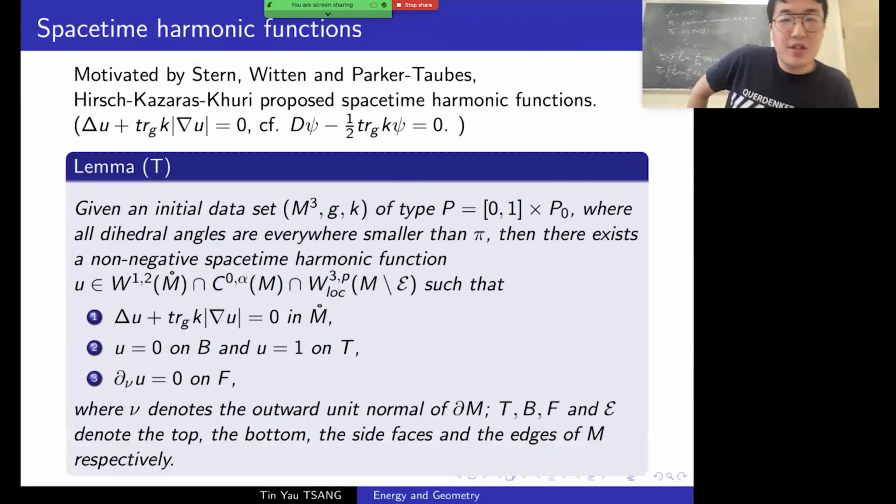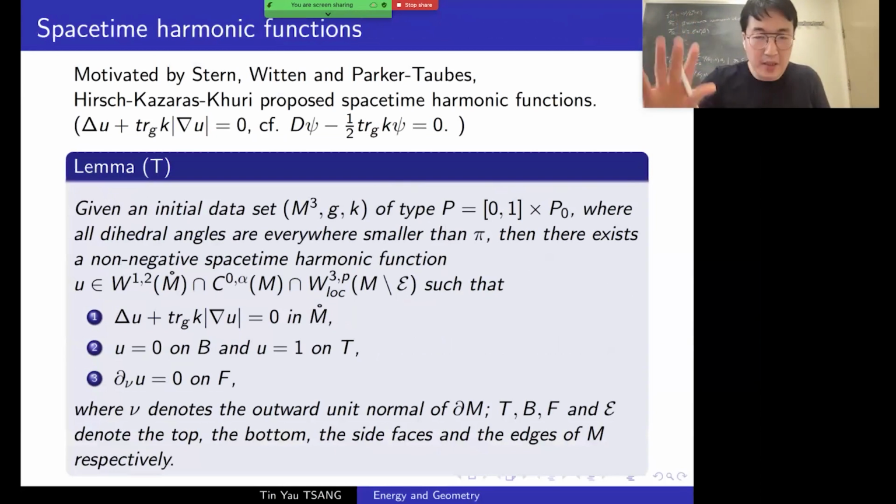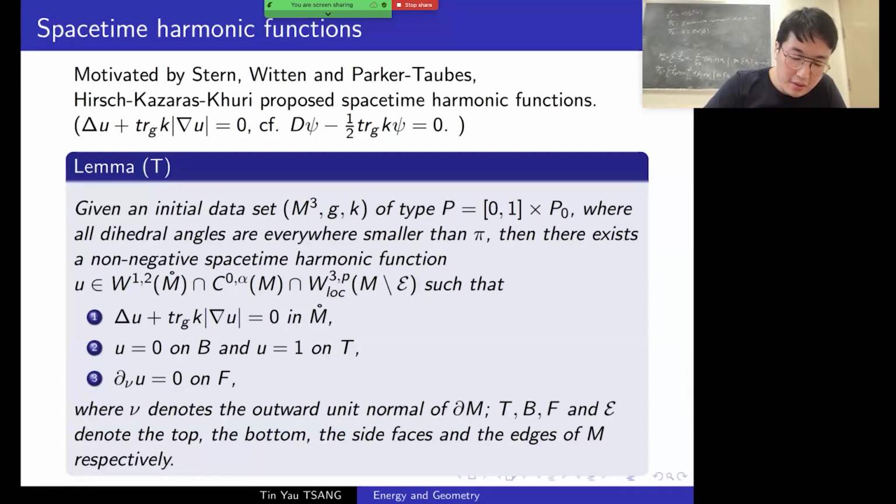And then motivated by Stern, and of course also by Witten and Parker-Taubes, from the spinor perspective. Then Hertz and Kazdan proposed the spacetime harmonic function. What does that mean? It's Laplacian of u plus trace k times the gradient of u equals 0. It's a function here. While for the Dirac-Witten operator, we also have the so-called harmonic spinors: the Dirac operator, and then minus trace k as a potential. So you say they are parallel in that sense.